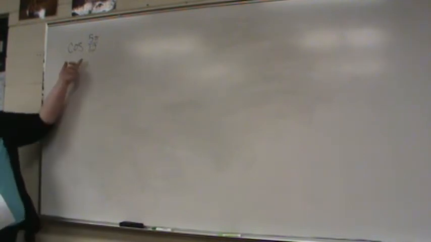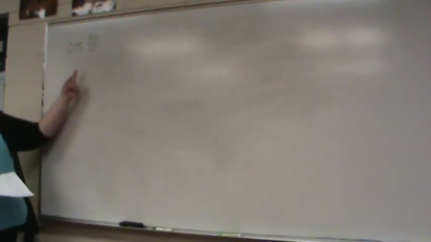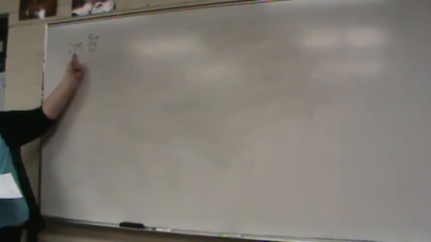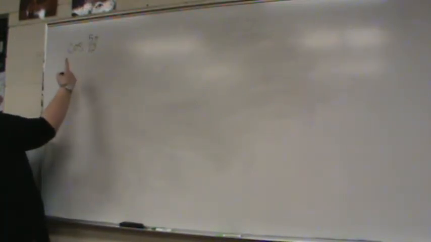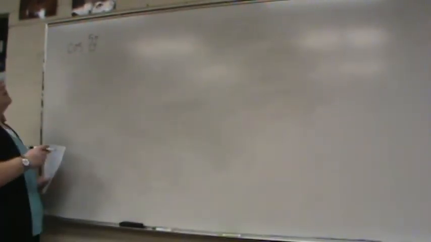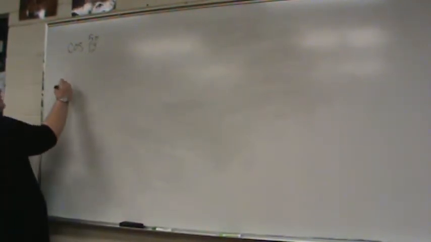Alright, so we're taking cosine of 5 pi over 12. So what do we have to do with this problem? We have to break it up. So how can we rewrite cosine of 5 pi over 12? Cosine of pi over 6 plus pi over 4. To get that pi over 6 and that pi over 4, you have to do 3 pi over 12 plus 2 pi over 12.